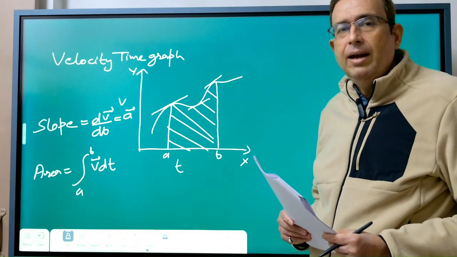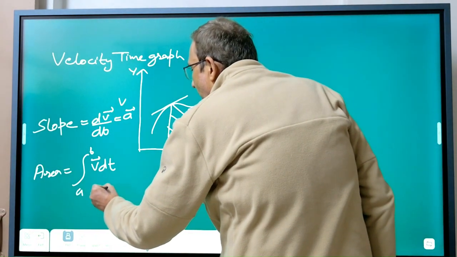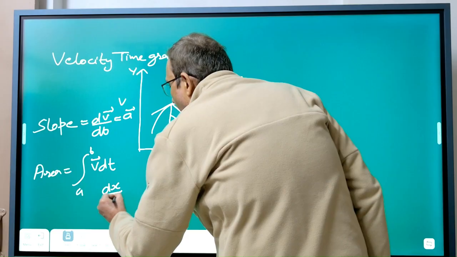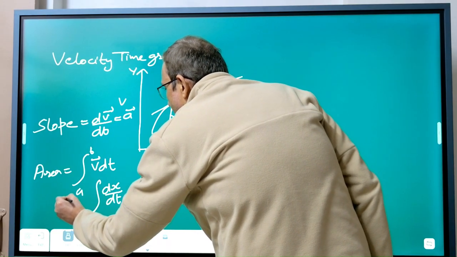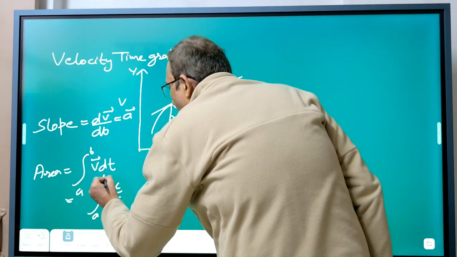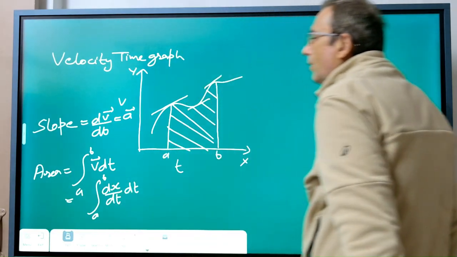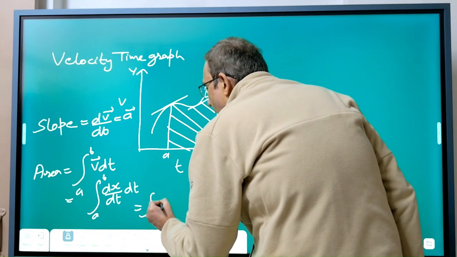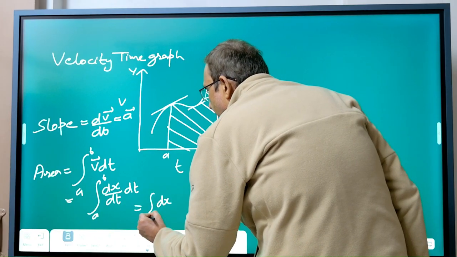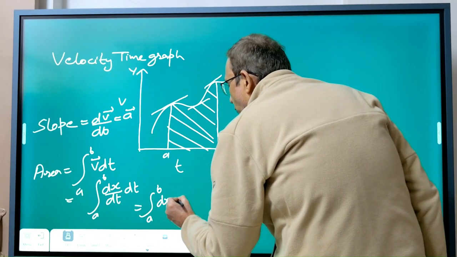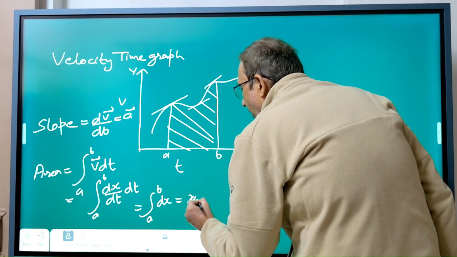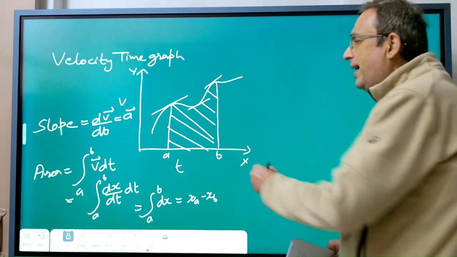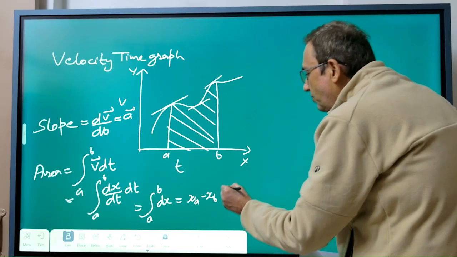Okay, so this is the area, and as you know, velocity is dx by dt, so this integral will then give you xb minus xa. Simply stated, the area under the curve is going to give you the displacement.